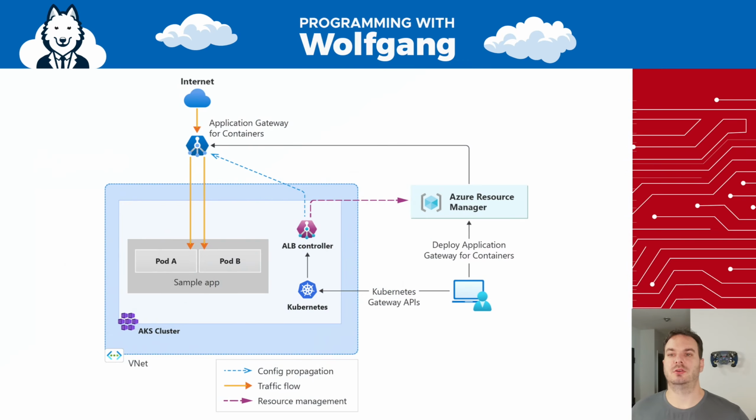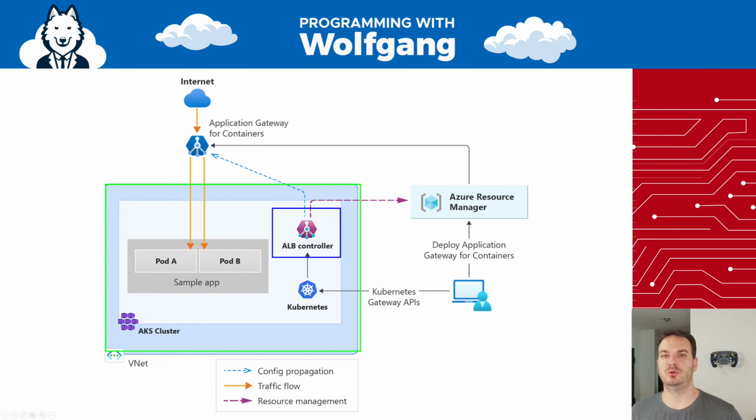With this, now let's take a look at the architecture. First, we're going to create a new Kubernetes cluster, but you can also use an existing one. So this is the one here in the green box. After this, we're going to install the ALB controller in the blue box. That's the application load balancer. And this is something Azure specific. This application load balancer takes care that it creates the application gateway for containers. Therefore, it has to contact the Azure Resource Manager once. And after it is installed, it doesn't have to interact with Azure anymore.